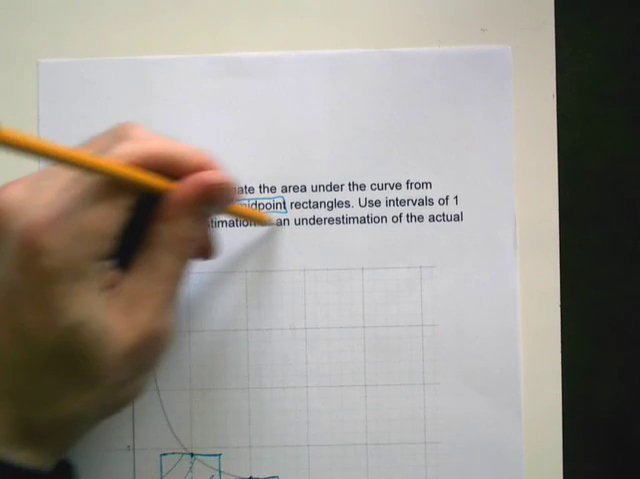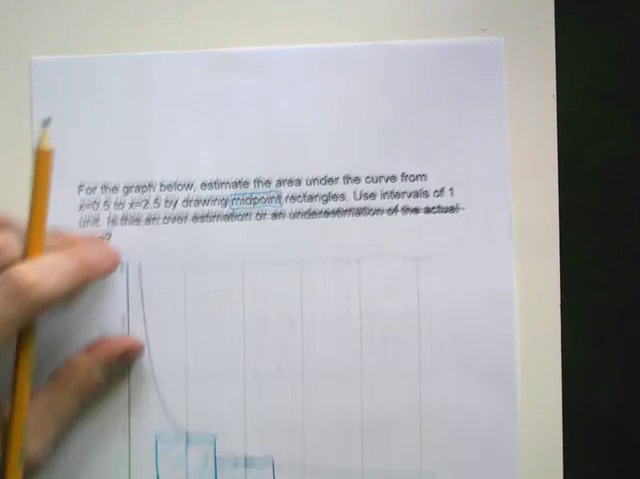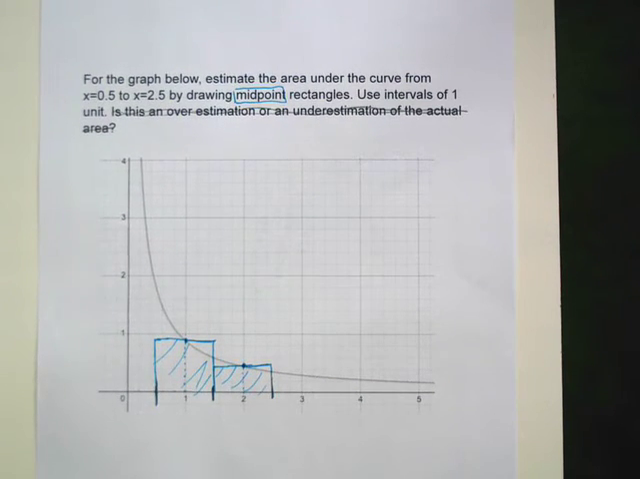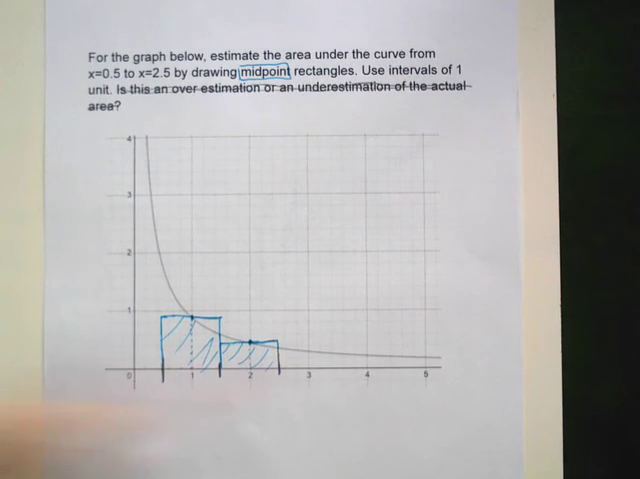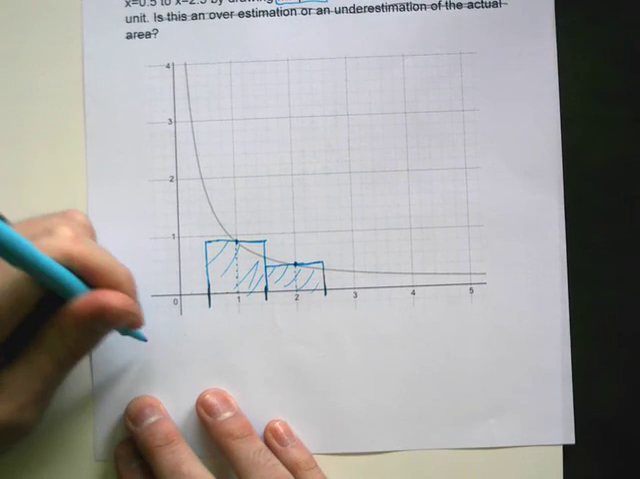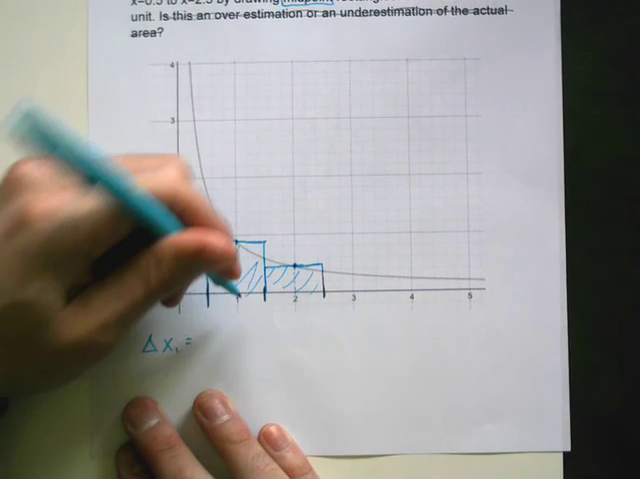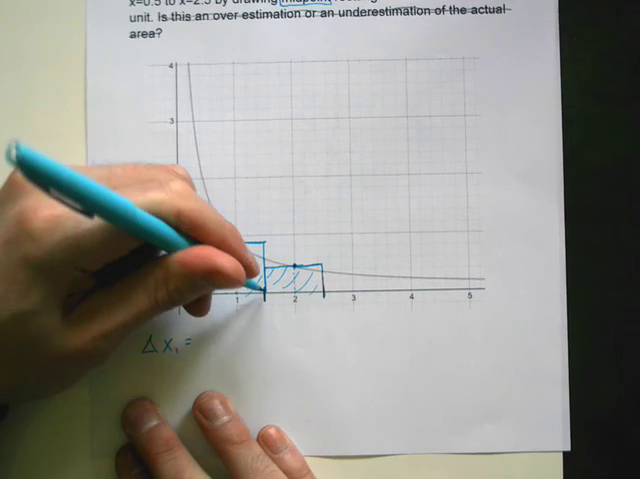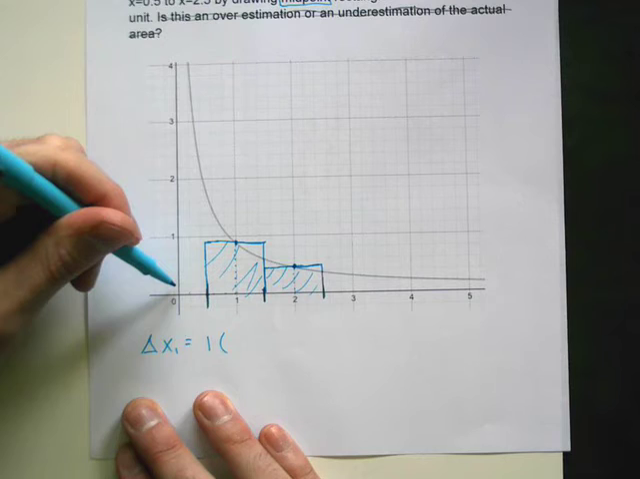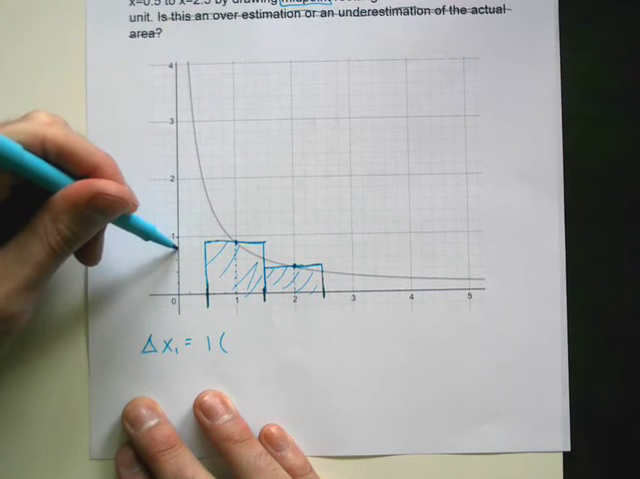Actually, this last part of this question isn't really valid for this one. Is it an overestimation or an underestimation? Usually when you're taking midpoint, it could be either one, so let's not worry about that for midpoints. So let's set up our 2 equations here. Delta x1 is equal to, let's see, the length of my base from 0.5 to 1.5 is going to be 1. And if I go 2, 4, 6, 8, 10, it looks like my height is going to be 0.9.